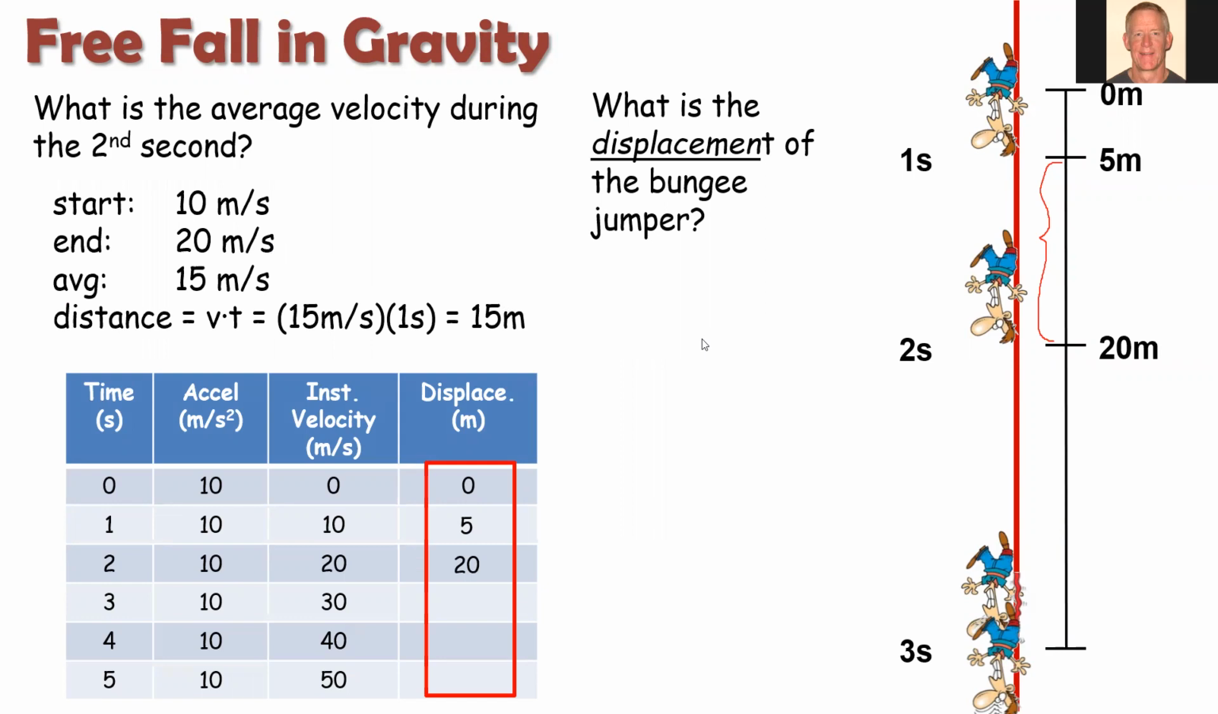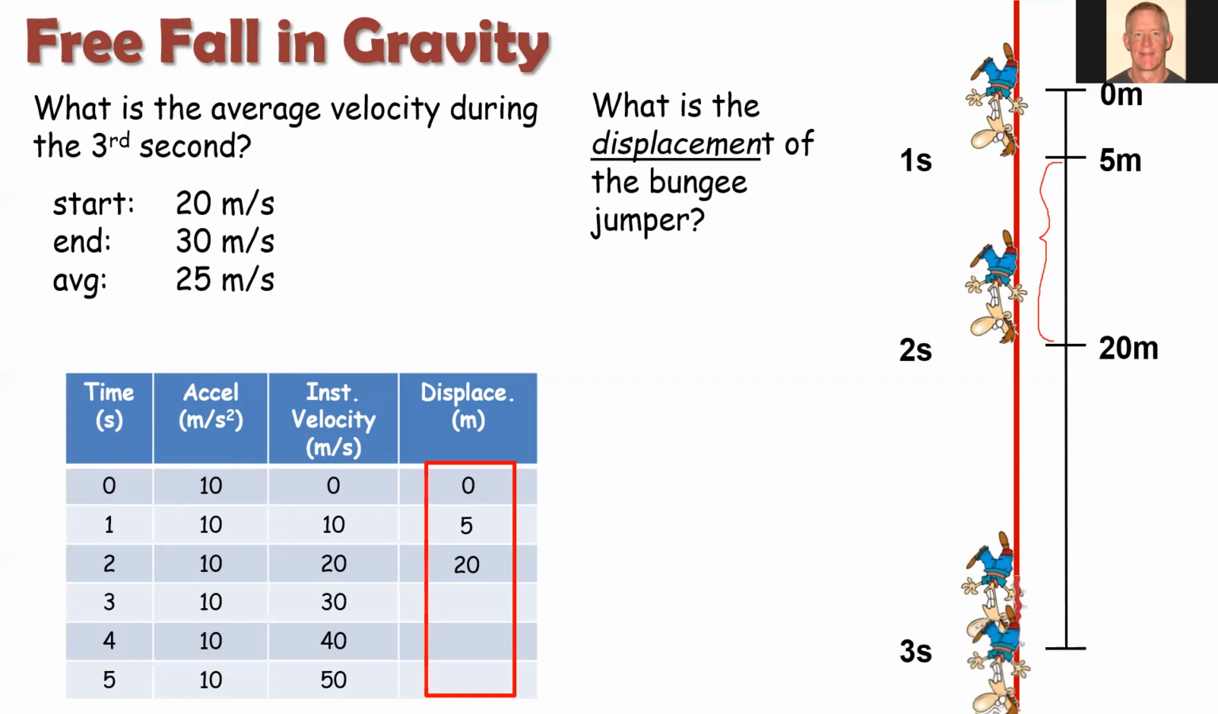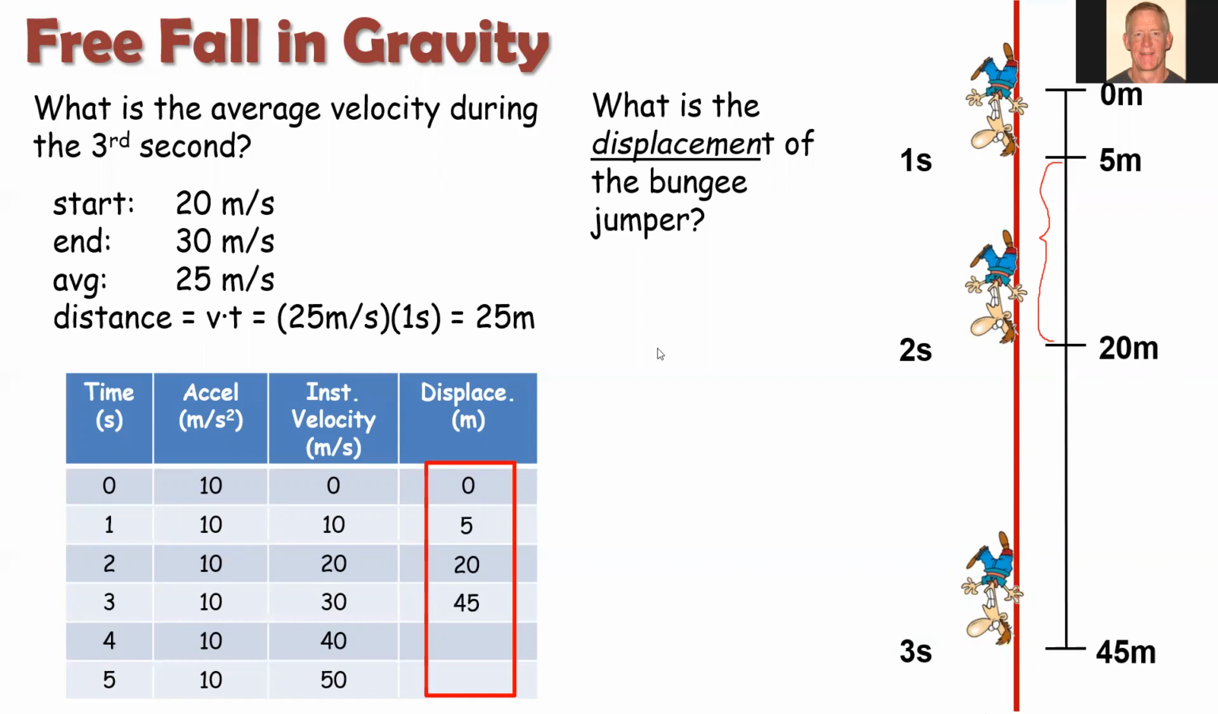Let's do this one more time here for 3 seconds. So we start at 20, we end at 30, that's an average of 25. So he's going to travel an additional 25 meters. So we add that to the 20 he's already traveled, and we get 45.